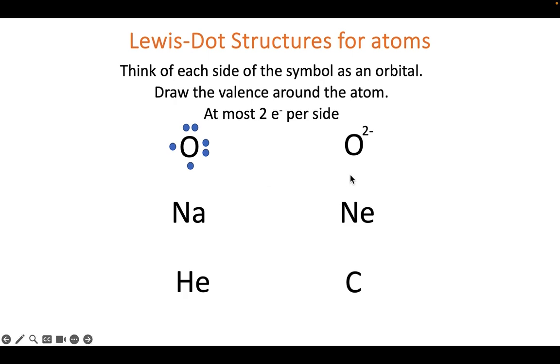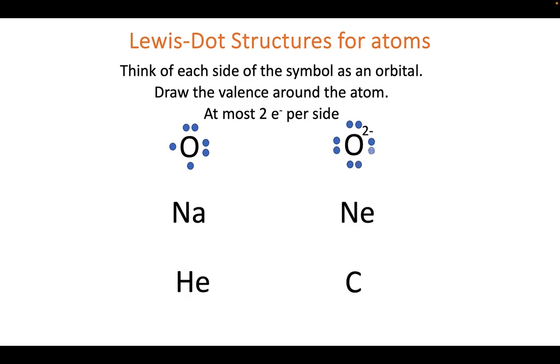Here, we'll go over to oxygen with a 2- charge. That means it's gained 2 electrons. So instead of 6, it has 8. And all you're going to do is put its 8 electrons around it, 1 on each side, until every side has 1, and then you start to double up the electrons.